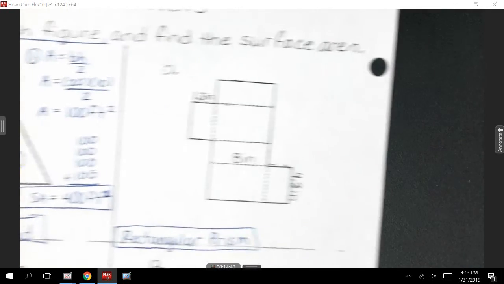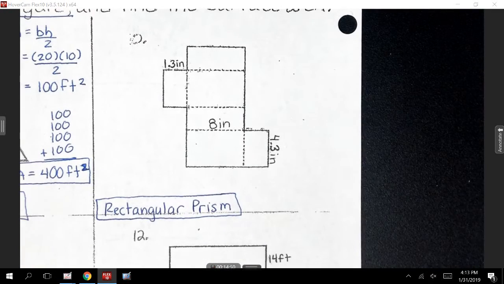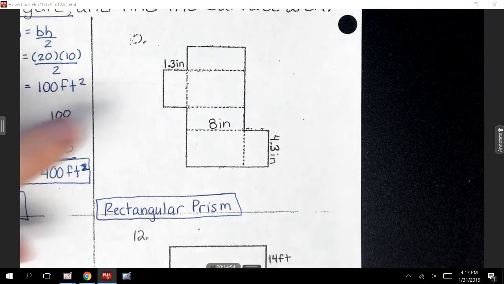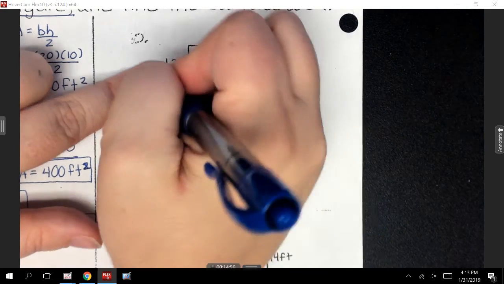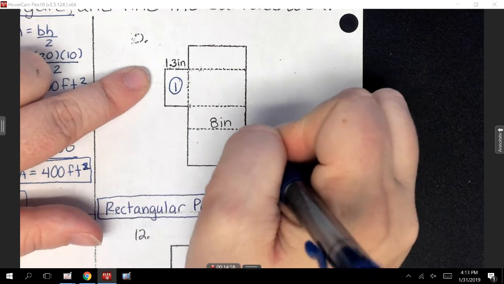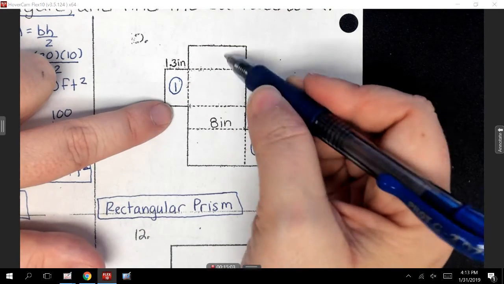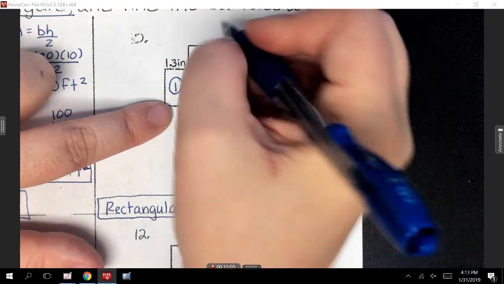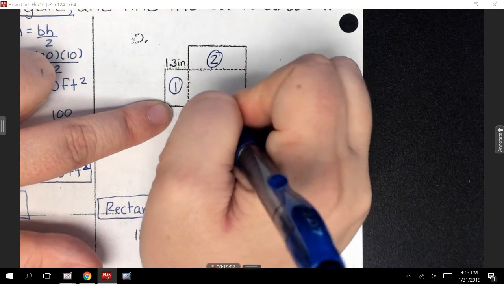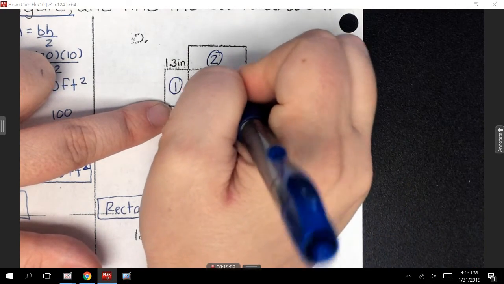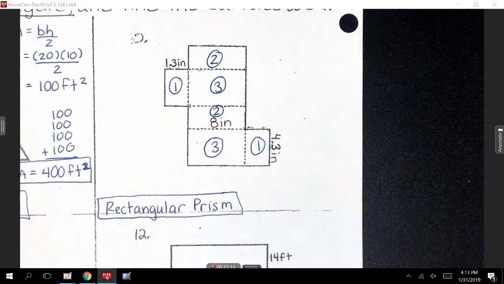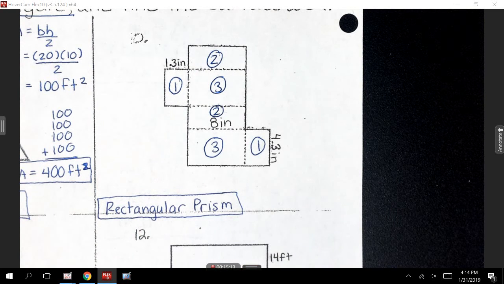All right, looking at number 10, we have a bunch of rectangles, but they're all a little bit different. So like I can tell these 2 right here match on the side. So I'm going to number those number 1 because to me those are the easiest ones to see that match. Then I can tell these 2 are kind of skinnier than the other ones. So let's do 2 and 2, and then 3 for my larger rectangles. So I have 3 different rectangles here that all are going to actually appear twice.